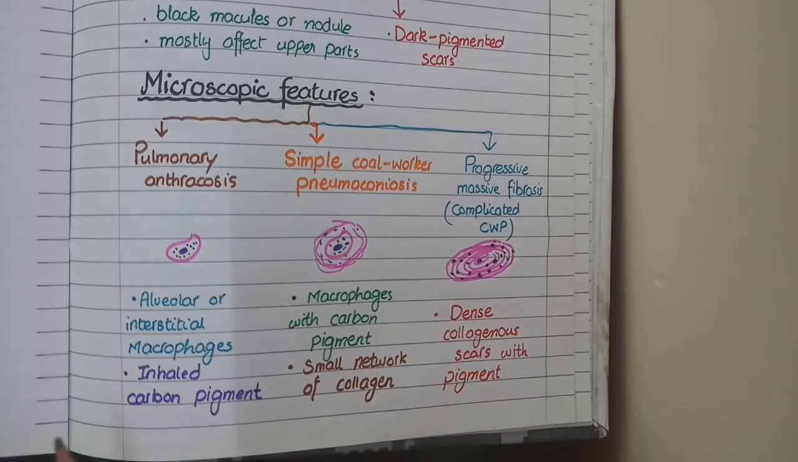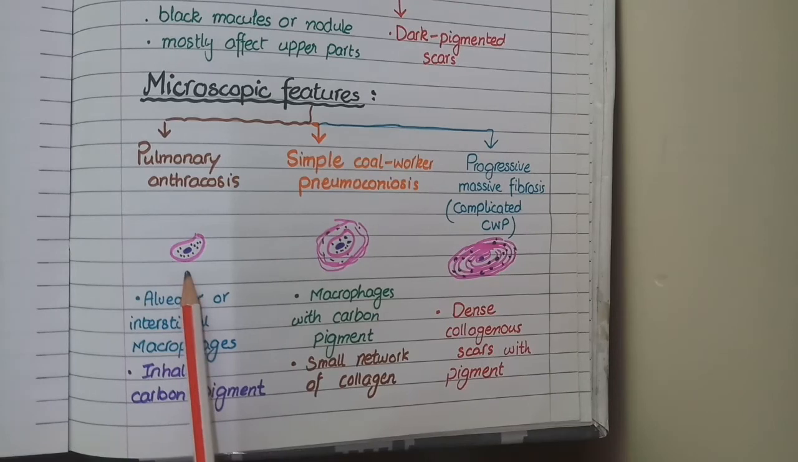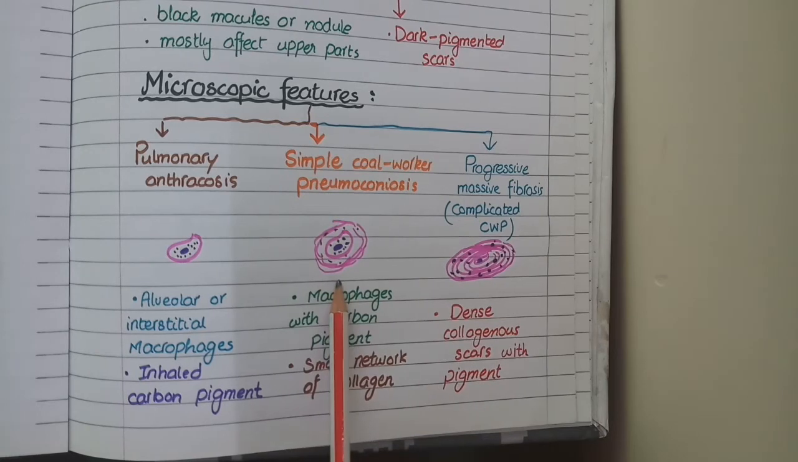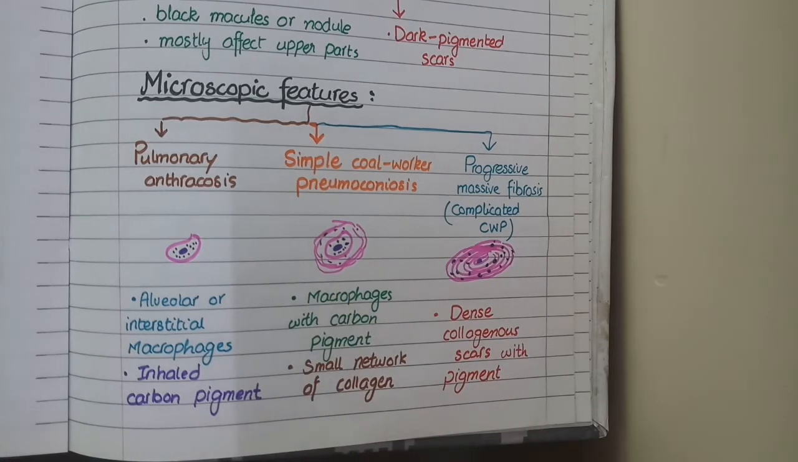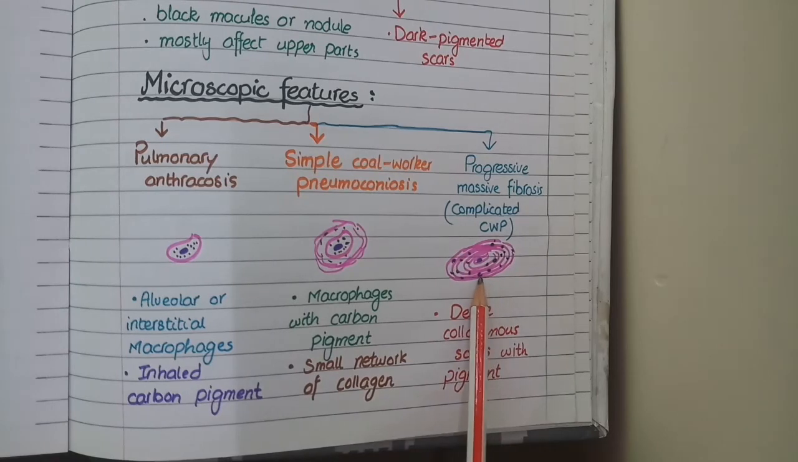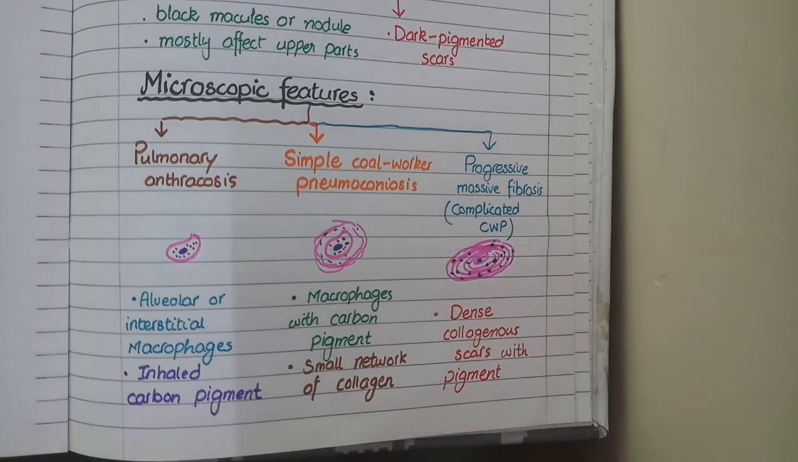So overall in Kohlwerker's pneumoconiosis, first stage is pulmonary anthracosis, in which there are carbon pigment laden macrophages. The second stage is simple Kohlwerker's pneumoconiosis, in which in addition to macrophages you see small amount of collagen network. And the third stage is progressive massive fibrosis or complicated Kohlwerker pneumoconiosis, in which you see a lot of dense collagenous scars along with the pigments.